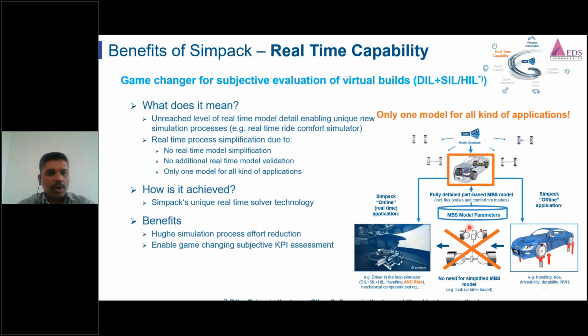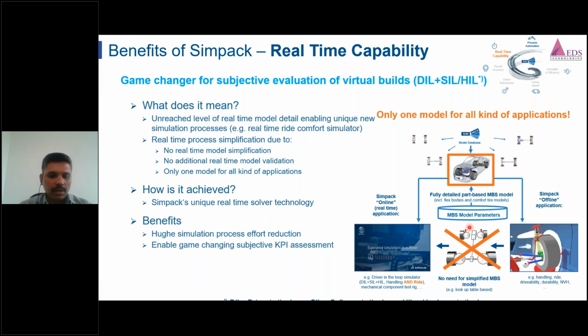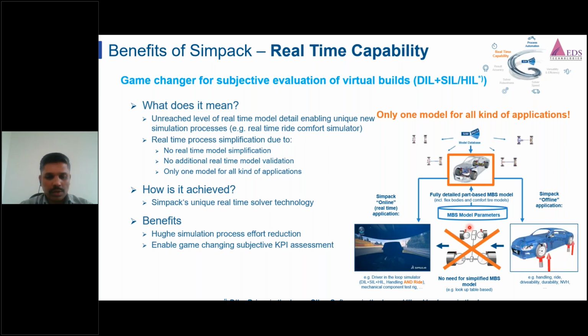So next benefit of Simpack is the real-time capability. This means that we can do an unreachable level of model details, enabling new simulation processes. And due to the fact that we have those detailed models also running in real time, we now can enable processes like real-time ride simulator, as you can see here in this picture. In simple language, it means that virtual world and real world are coupled together.